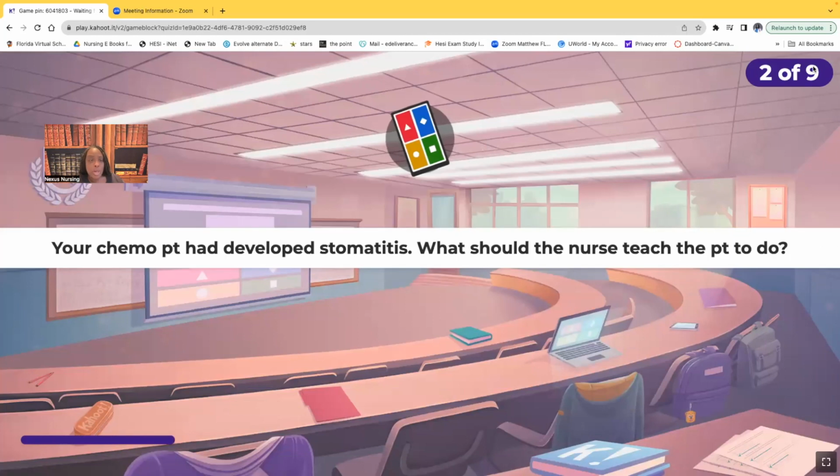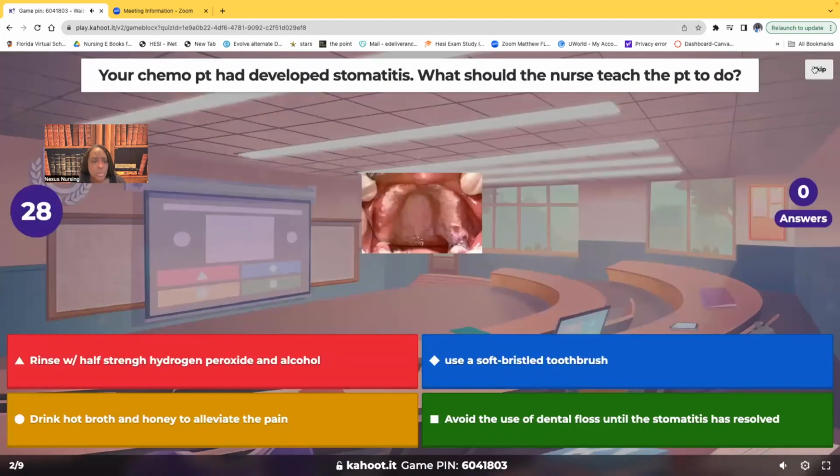All right, next question. Your chemo patient has developed stomatitis. What should the nurse teach the patient to do? Is it rinse with half-strength hydrogen peroxide and alcohol? Is it to use a soft bristle toothbrush? Is it to drink hot broth and honey to help alleviate the pain? Or is it to avoid the use of dental floss until the stomatitis has resolved? What do you think the answer is?